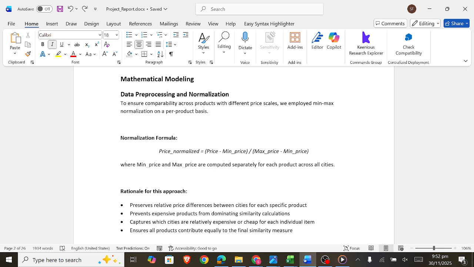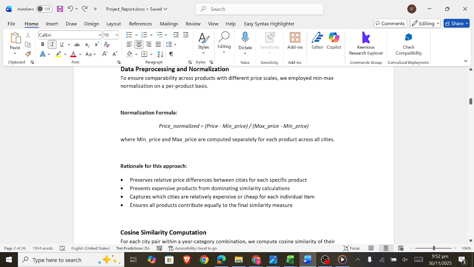We applied the min-max normalization on a per product basis. This captures the relative price differences. For example, wheat flour ranged from 1,599 to 3,097 rupees, but at Islamabad it's 1,773 rupees, normalized to 0.11, indicating it's relatively cheap for this product.